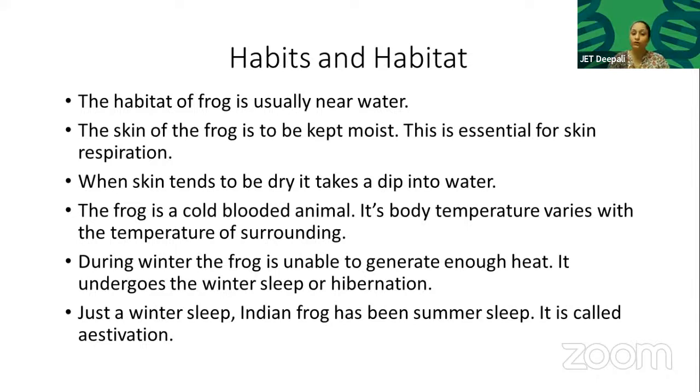The frog is a cold-blooded animal. I have explained earlier that all the amphibians are cold-blooded, means they are poikilotherms. They are not able to manage their body temperature according to the external temperature. Its body temperature varies with the temperature of the surroundings. If it is very cold, their body temperature dips down. If it is very hot, their body temperature rises.